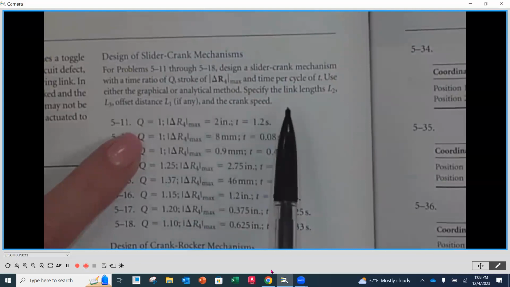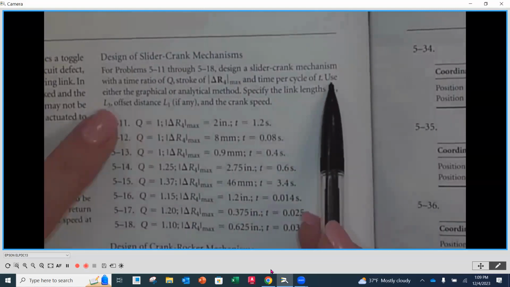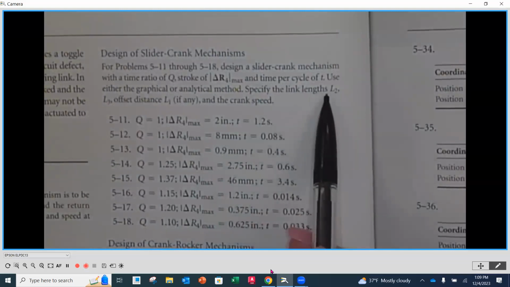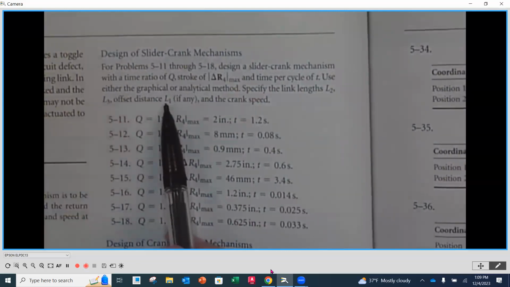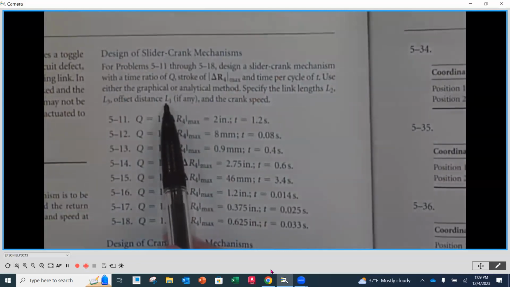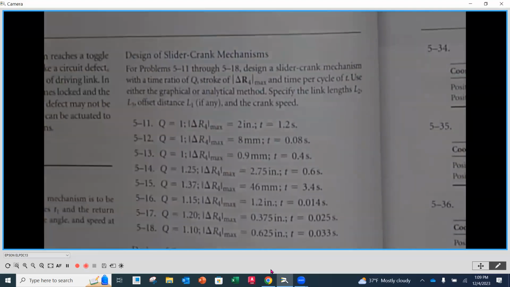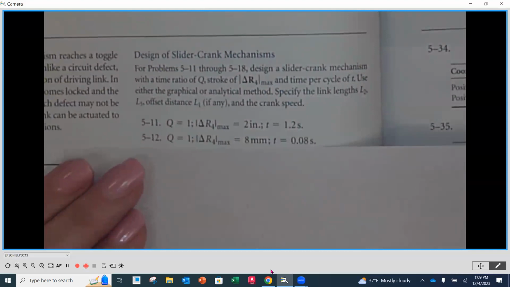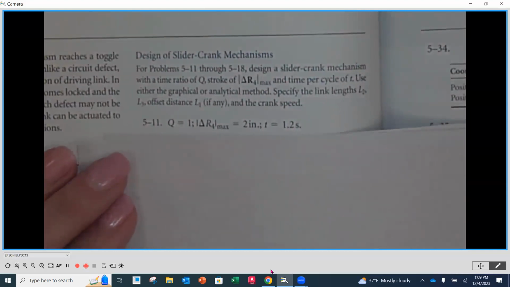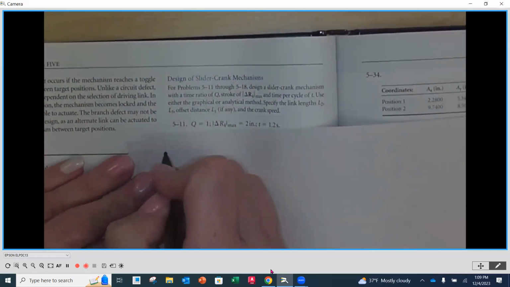It says use, and that's going to be for the full motion that we're desiring, either the graphical or analytical methods. We're going to use graphical to specify the link lengths, L2, L3, and the offset distance, L1, if applicable, and then also our crank speed. So as we look at this problem, on a piece of paper, what we want to do is write down what we have. So we're going to focus here on problem 5.11.